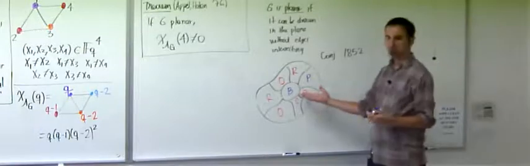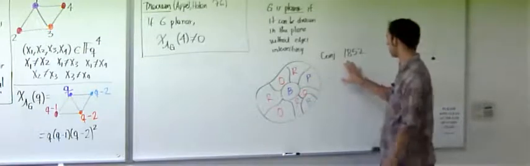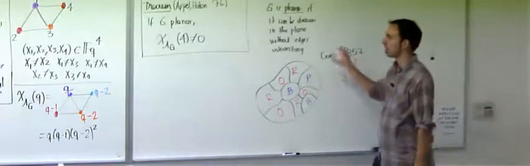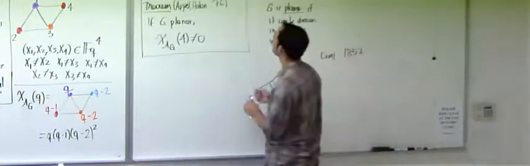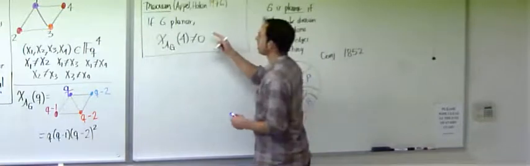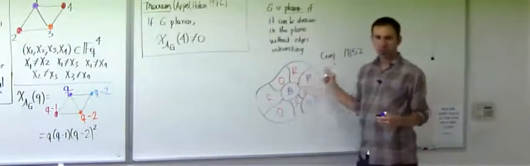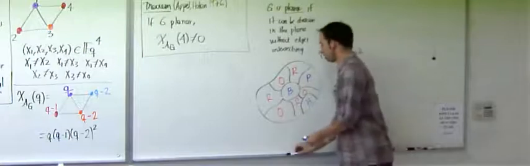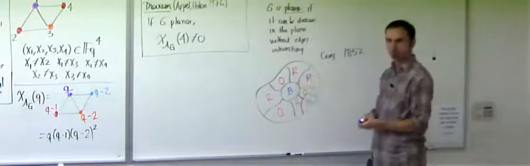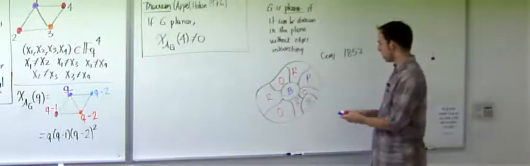So this map can be colored with 4 colors, and what Guthrie conjectured in 1852, and Appel and Haken proved in 1976, is that no matter what country you have, it can be colored with 4 colors. Okay. So what's the connection?